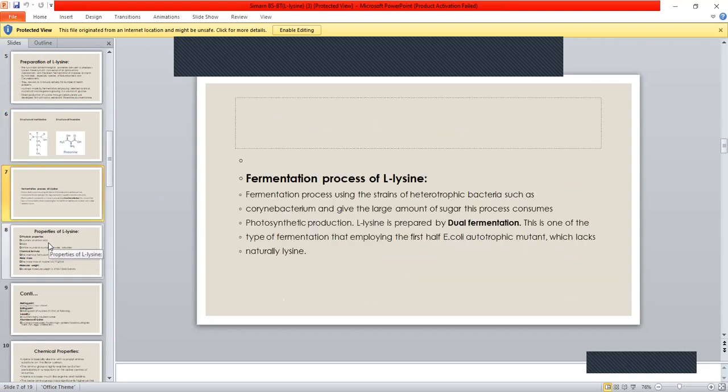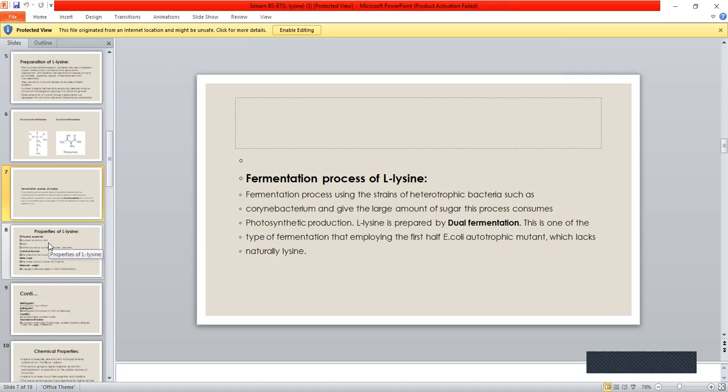Fermentation process of L-lysine: the process uses strains of heterotrophic bacteria such as Corynebacterium and a large amount of sugar. This process consumes photosynthetic products. L-lysine is prepared by dual fermentation. There are many types of fermentation, and L-lysine is prepared by one of them, known as dual fermentation.